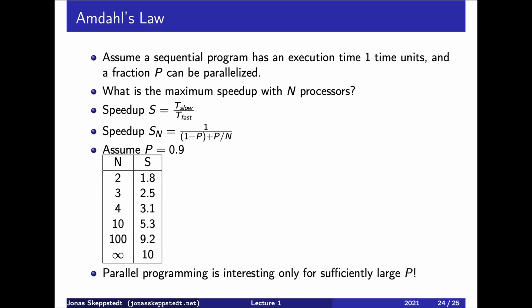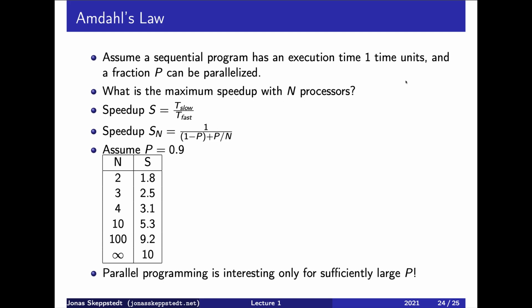Amdahl's law. Suppose a program takes one time unit to execute, and a fraction p of that, between 0 and 1, can be run in parallel. Then, depending on the value of p, we can be disappointed even if we add an infinite number of CPUs. Speedup is defined as the time for the slow version divided by the time for the fast version. And with n CPUs, the speedup will be as follows.